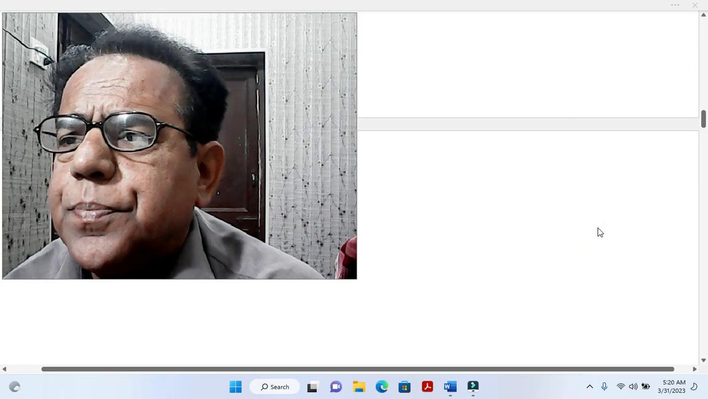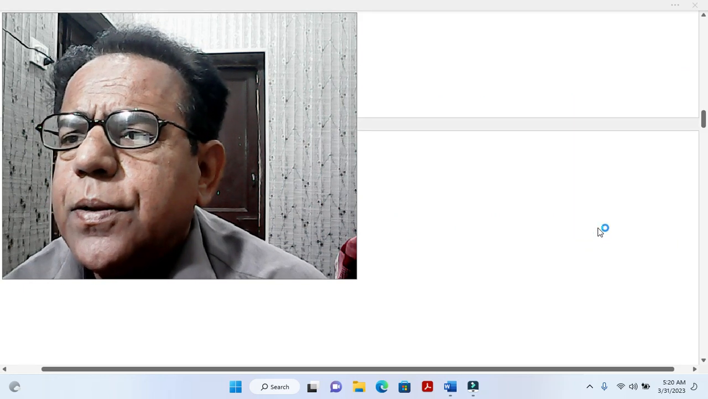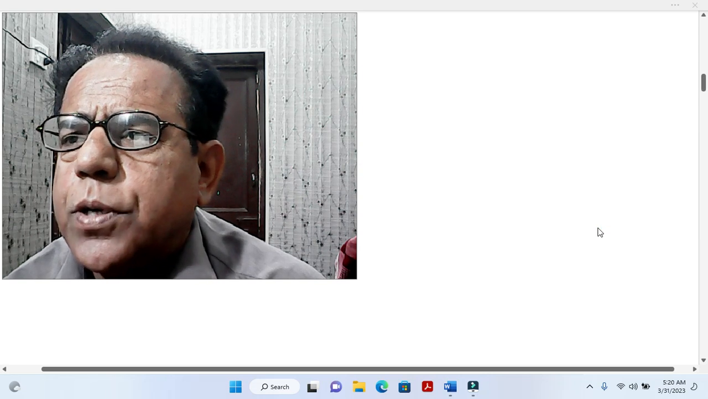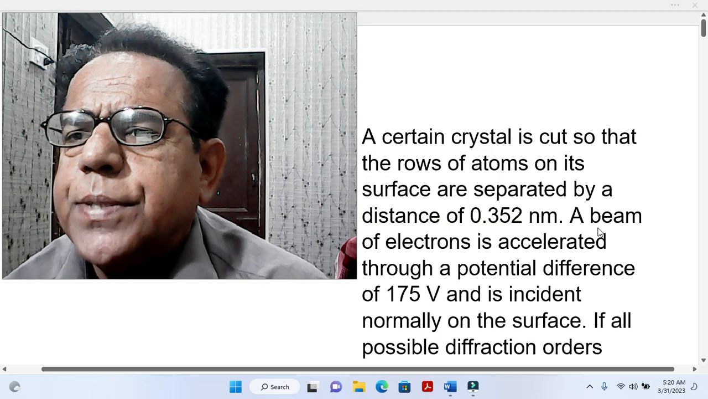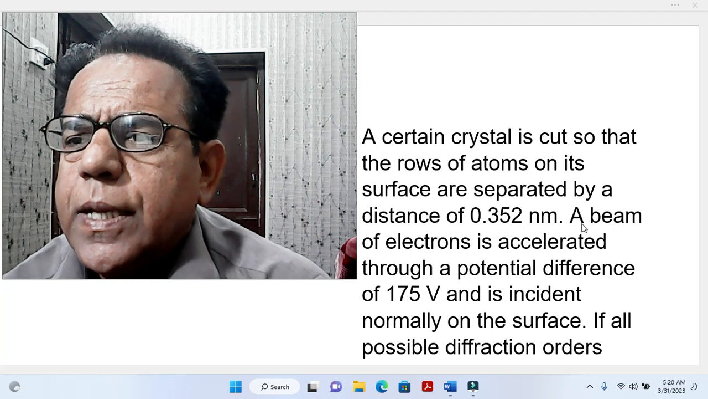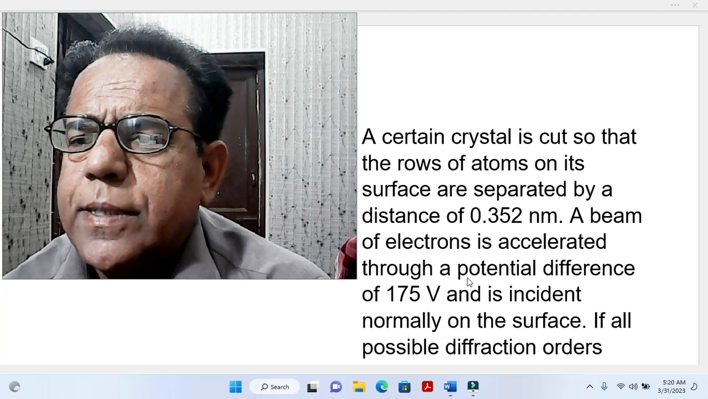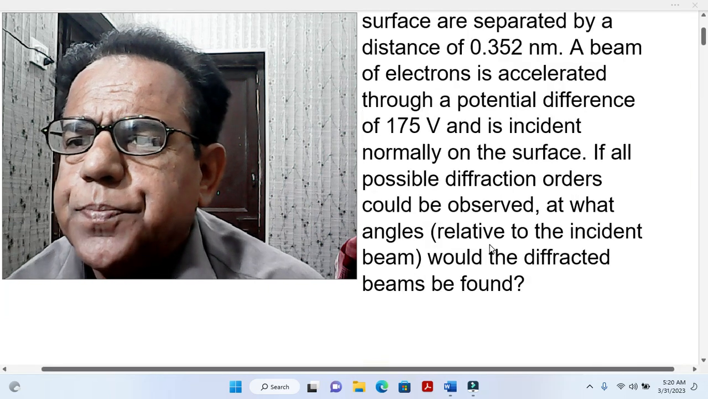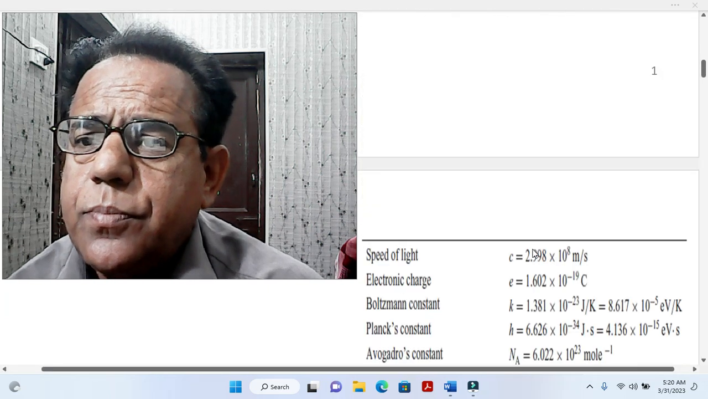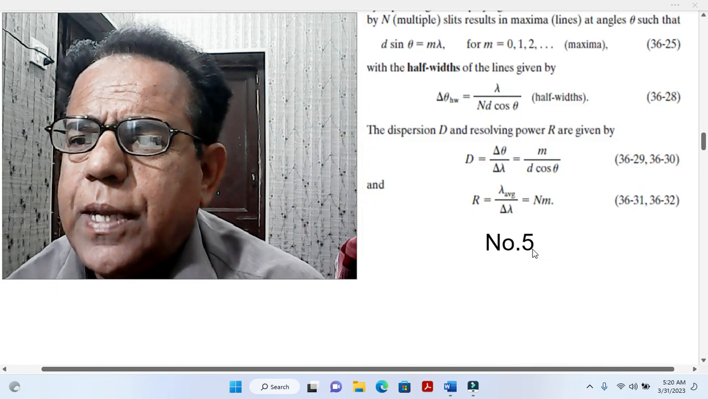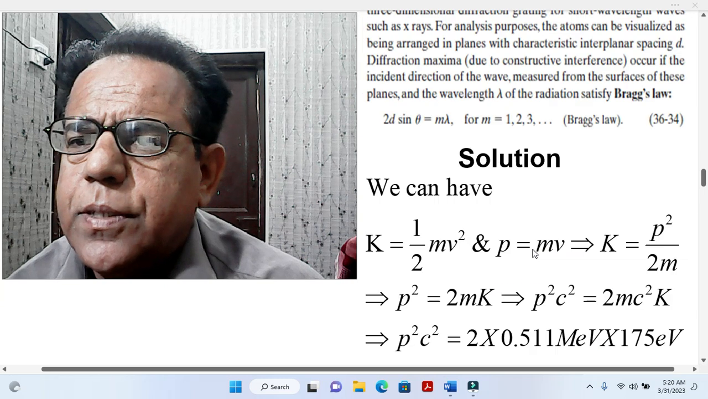175 electron volt. Okay, this is 175 volt. A beam of electrons is accelerated through a potential difference of 175 volt. So this value has been chosen from this statement.